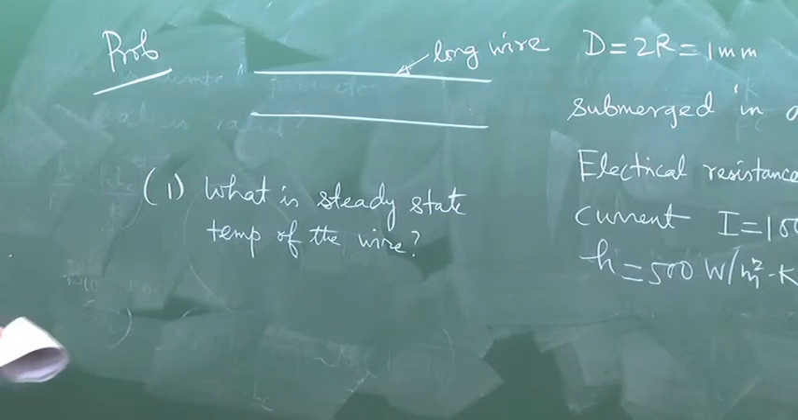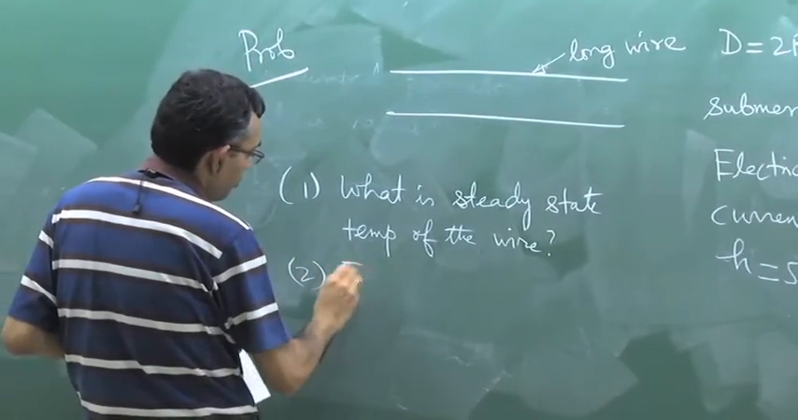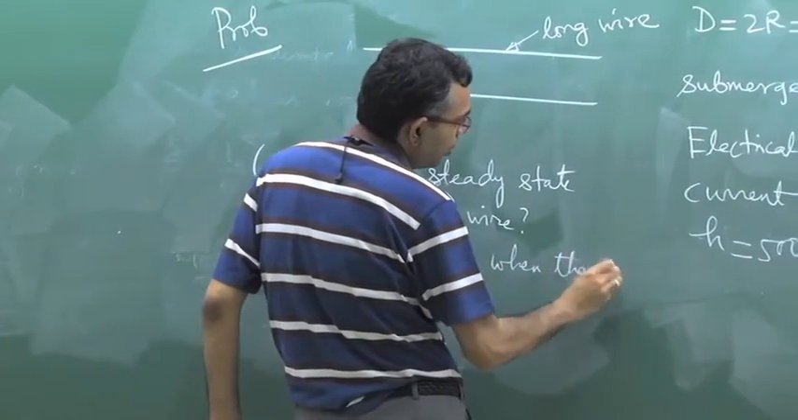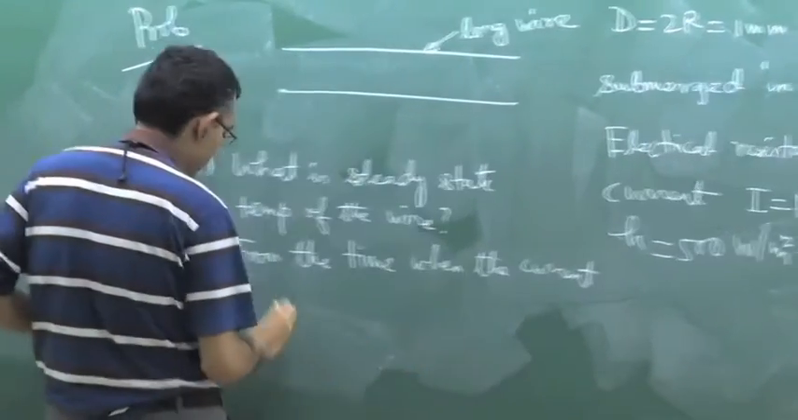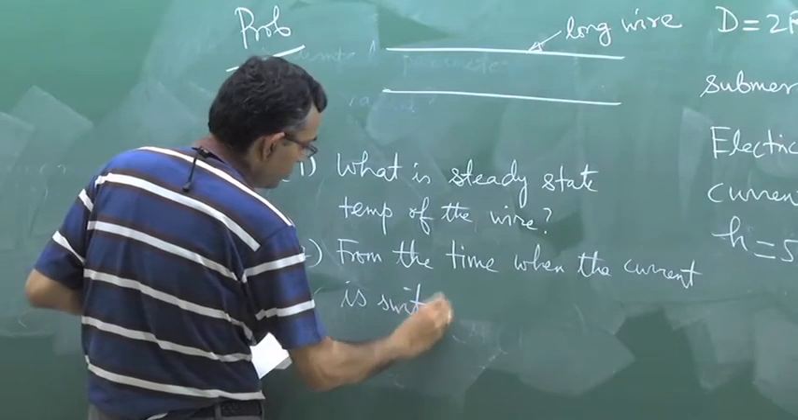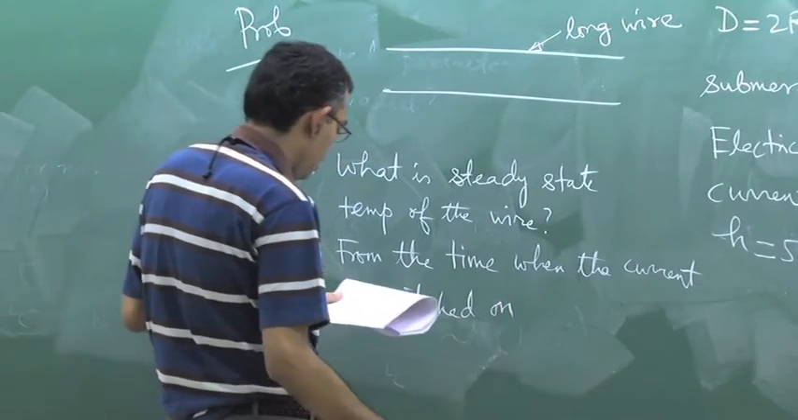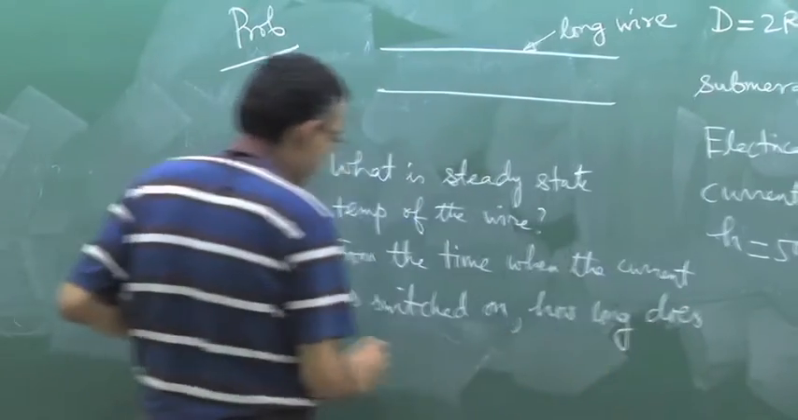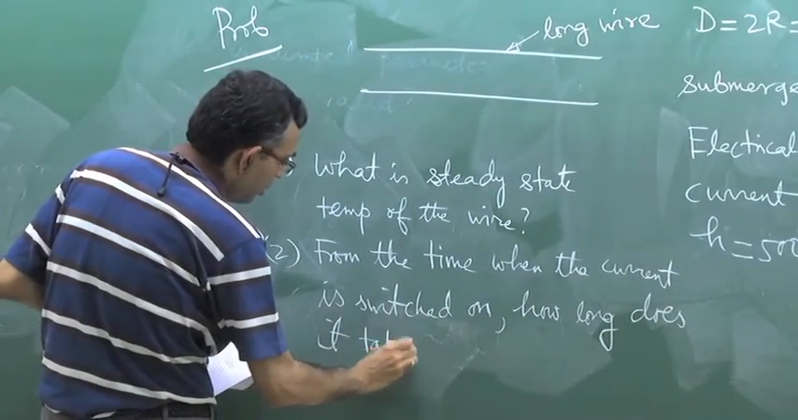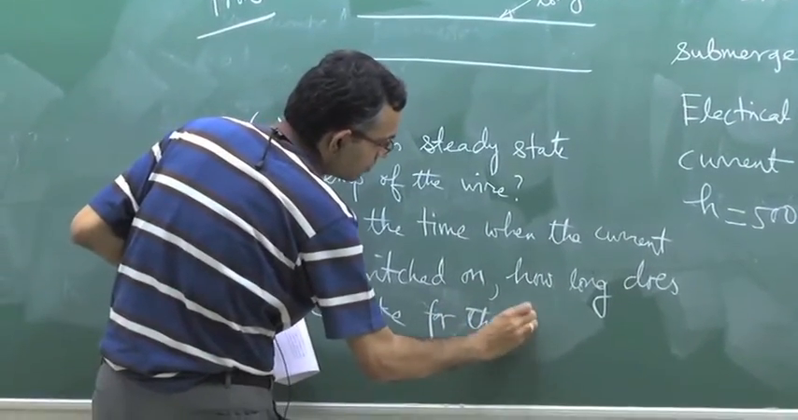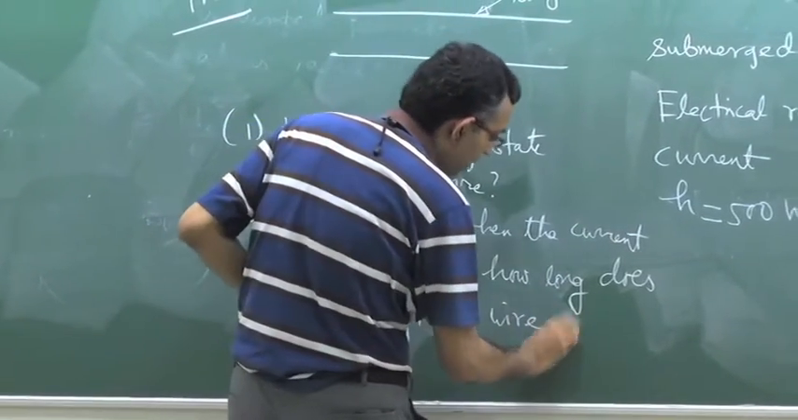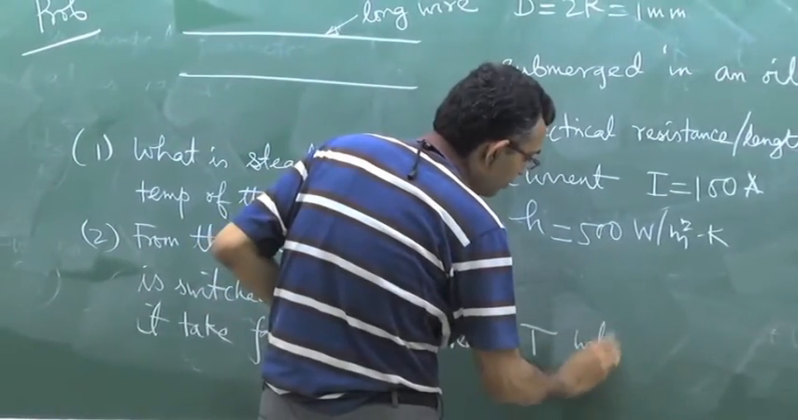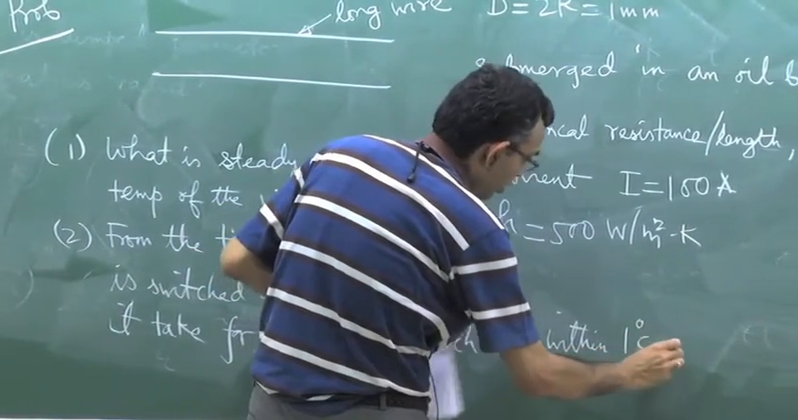This is the first question. Second question is, from the time when the current is switched on, how long does it take for the wire to reach a temperature within 1 degree centigrade of steady state value?